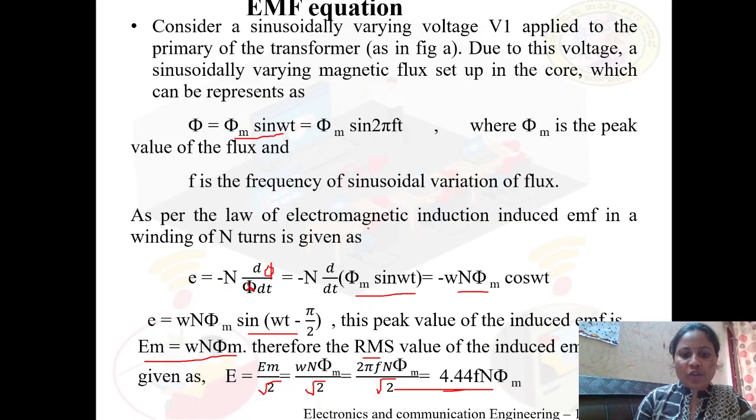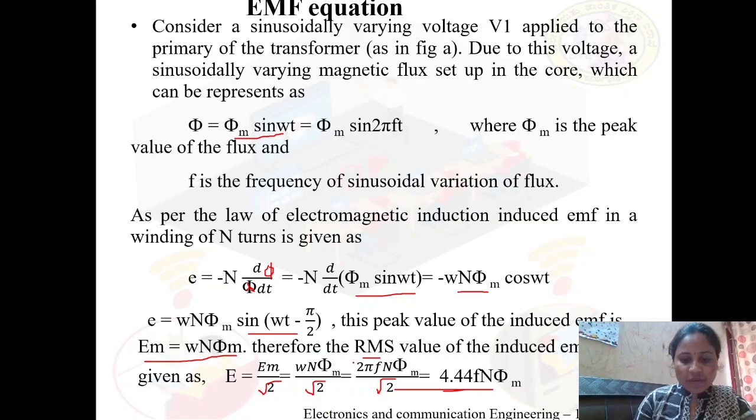So according to electromagnetic induction, we can write the EMF induced as minus N d phi by dt. Now substituting the value of phi as phi m sin omega t and differentiating, we obtain minus omega N phi m into cos omega t. So we can replace minus cos omega t as sin of omega t minus pi by 2.